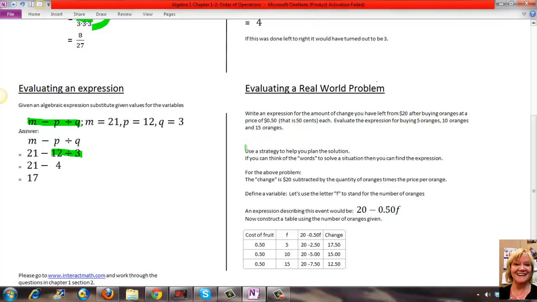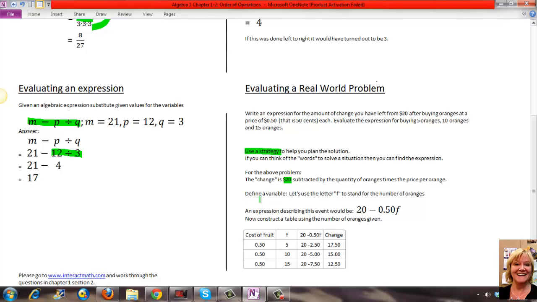So the first thing we have to do is use a strategy to help us plan to get the solution. If you can think of the words to solve this situation, then you can find the expression for sure. For the above problem, when I'm thinking about what the change would be, I'm saying, well, I start with $20. So if I take $20 and I subtract the quantity of oranges times the price per orange, that is the cost of the total number of oranges, then I should be able to work out how much change I'll get.